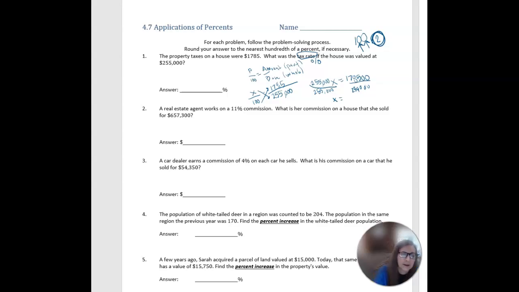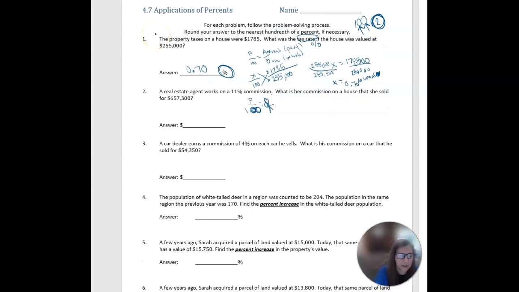Now let's think about this. 0.7. We are looking for a percentage, and right now we have a decimal. It says round to the nearest hundredth. I'm not 100% sure if Hawks is going to make you add that 0 or not, but to 2 decimal places, it would be 0.70 or 0.70%.